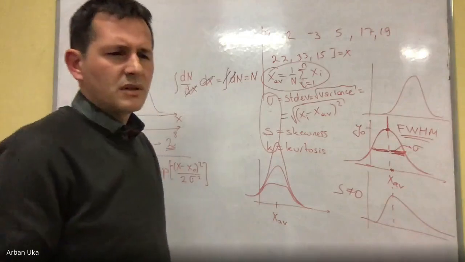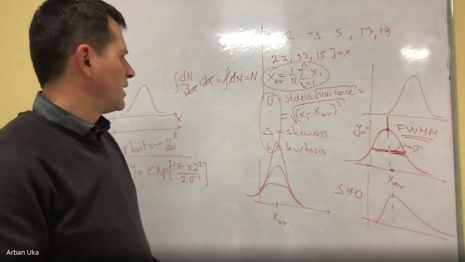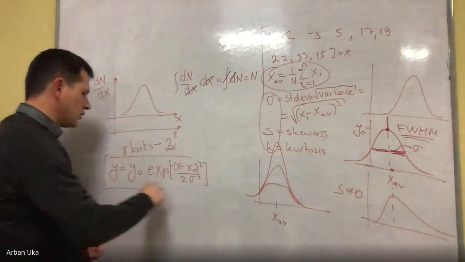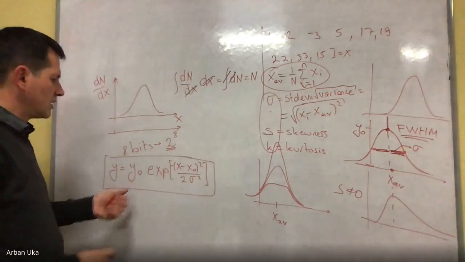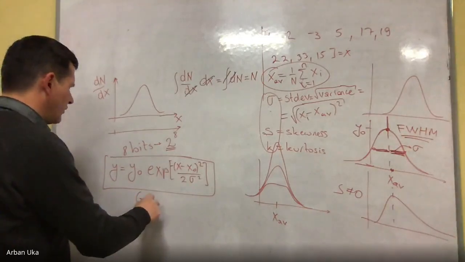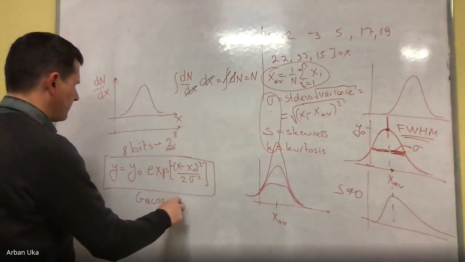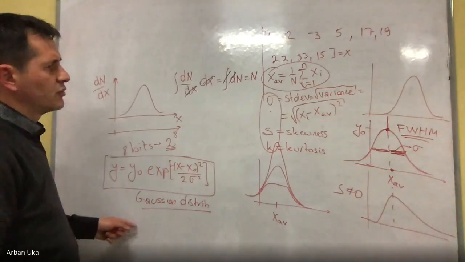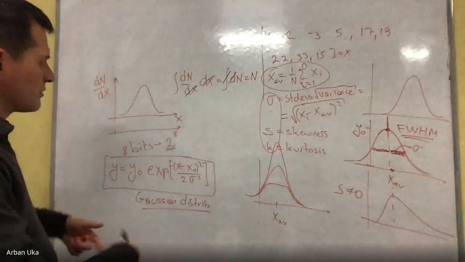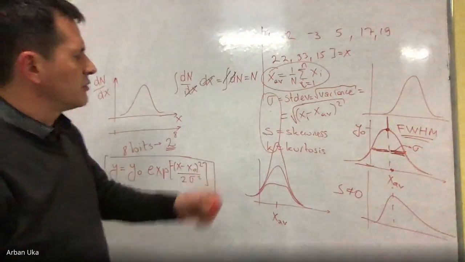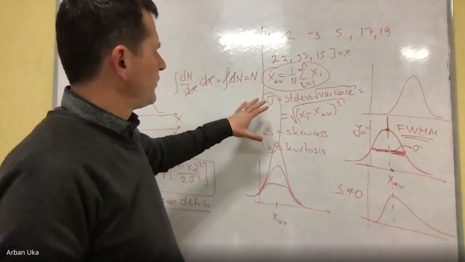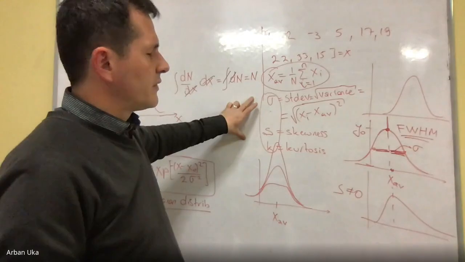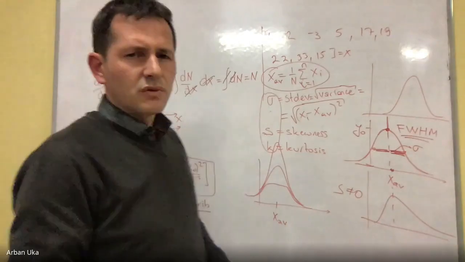Now, all of these moments, please take note of this. This is the plot of a Gaussian distribution, or normal distribution, or bell distribution. Sometimes they call it bell, because it looks like a bell distribution. And these are the different moments of a data distribution. Let's call it this way.